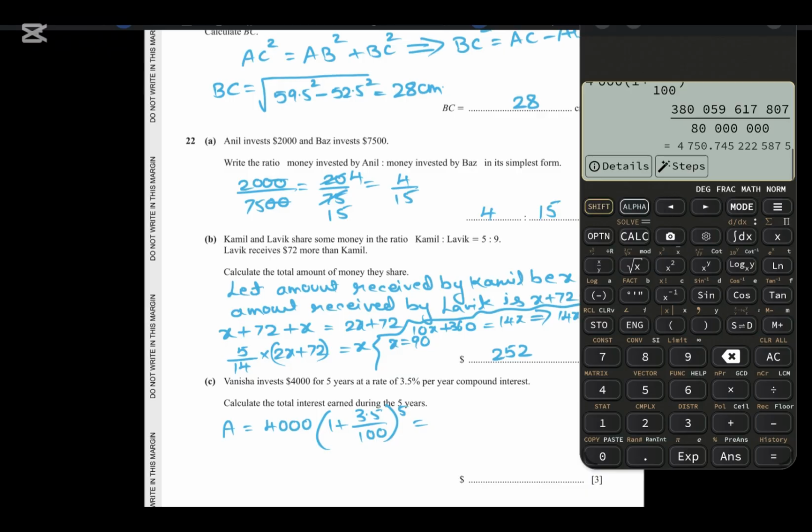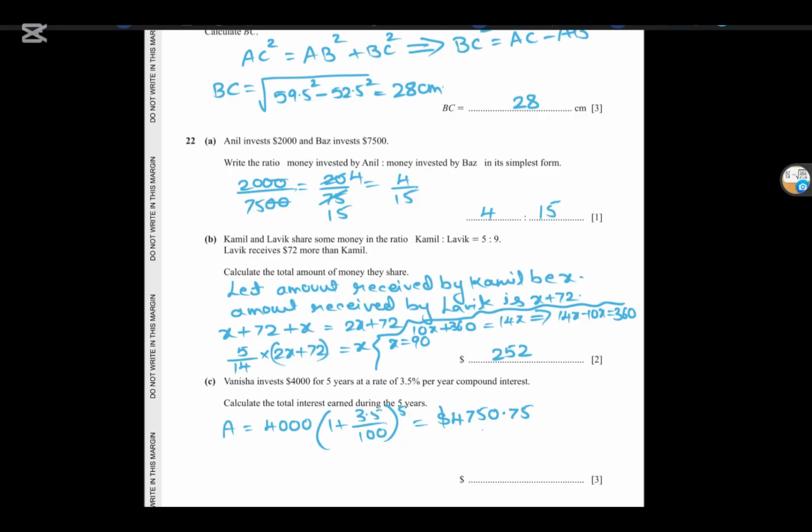4750.745, which can be written as 4750.75 in decimal. So here, $4,750.75 she receives after 5 years. This girl Vanisha receives. So the interest earned is equal to 4750.75 minus 4000, which will be 750.75. This is the answer. Question number 22 is done.